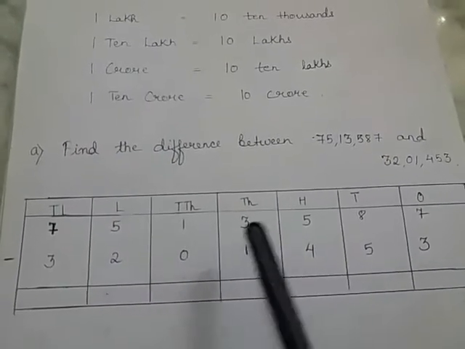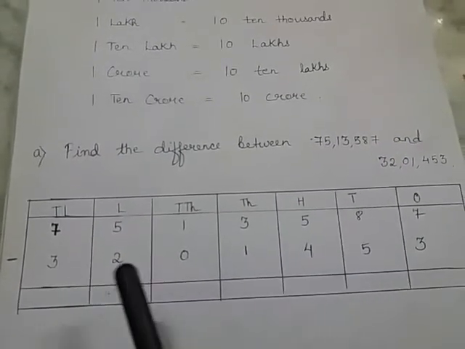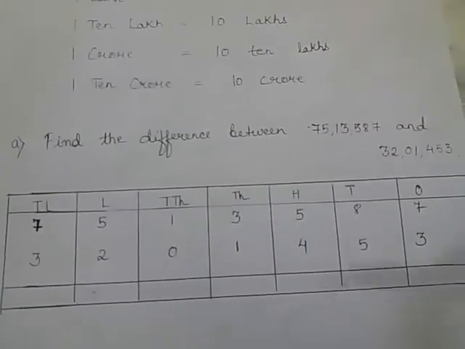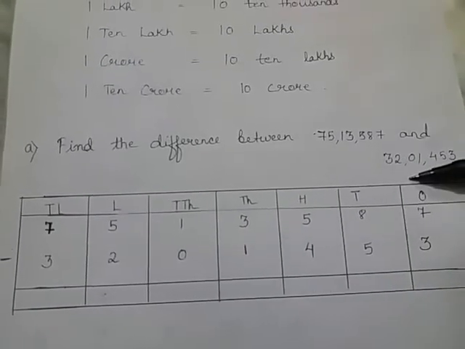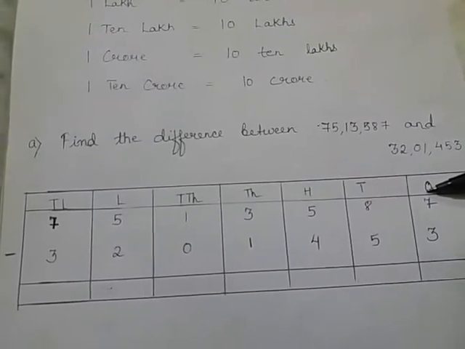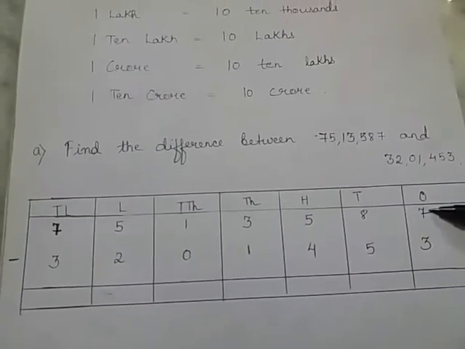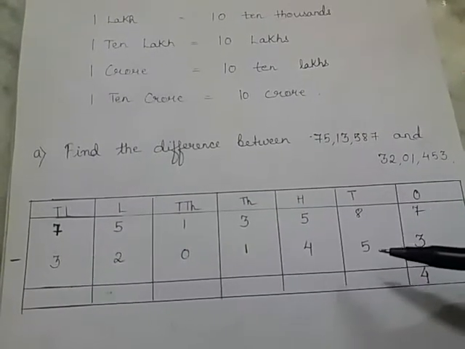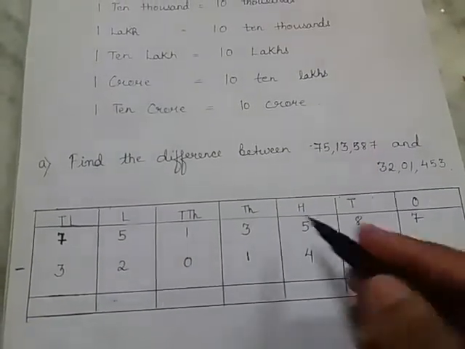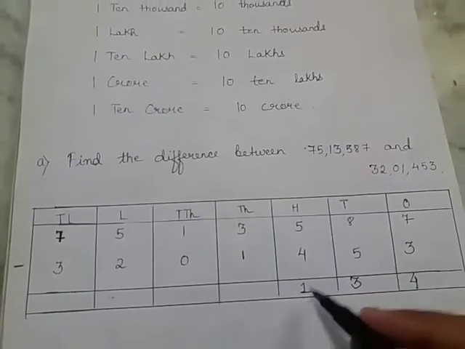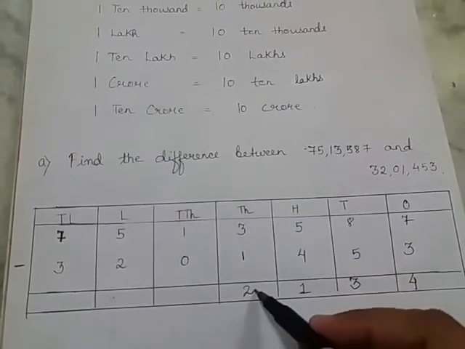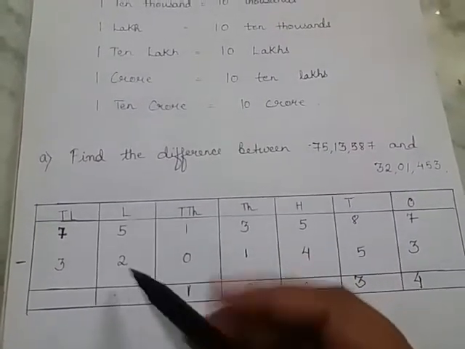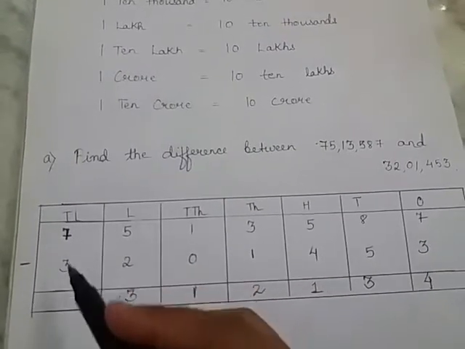Now here I have arranged the numbers at first. 75 lakh 13,587, 32 lakh 1,453. Now as per the rule we will start subtracting from the right hand side, that is from the ones place. Okay, so let's start. 7 minus 3 is 4. 8 minus 5 is 3. 5 minus 4 is 1. 3 minus 1 is 2. 1 minus 0 is 1. 5 minus 2 is 3. 7 minus 3 is 4.